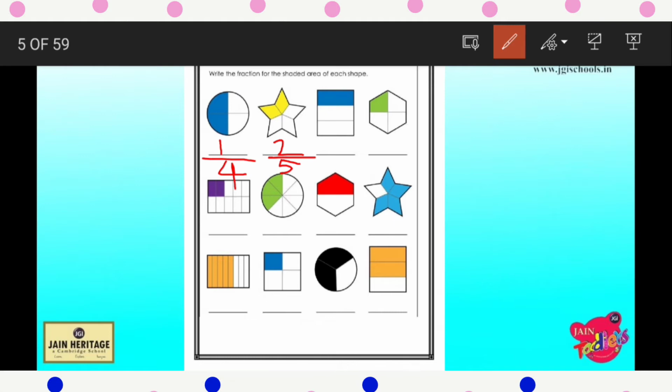Similarly in the rectangle, how many are shaded? 1 and total parts are 3. So it will be 1 upon 3. Similarly for the hexagon, one part is shaded and total are 4. So it will be 1 upon 4. Okay, you can solve the rest of the shapes and they are for your practice.